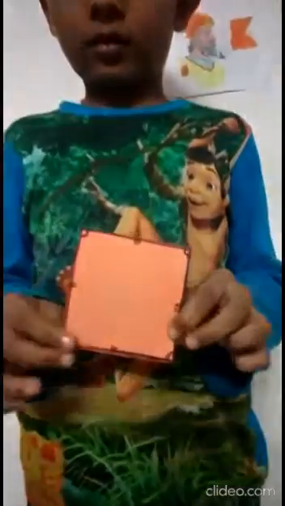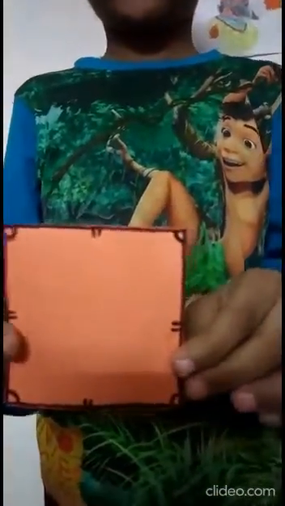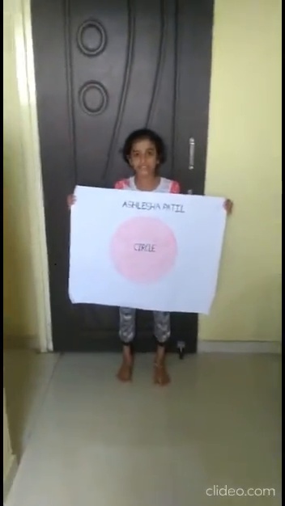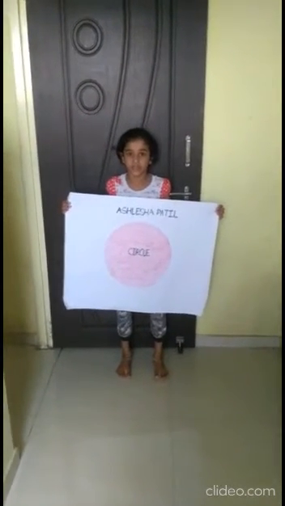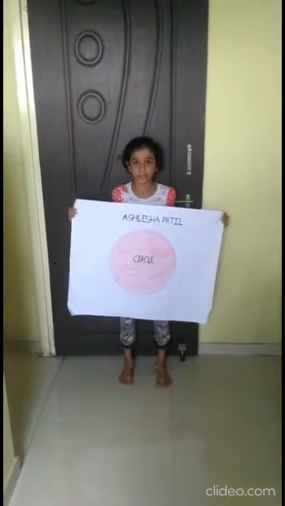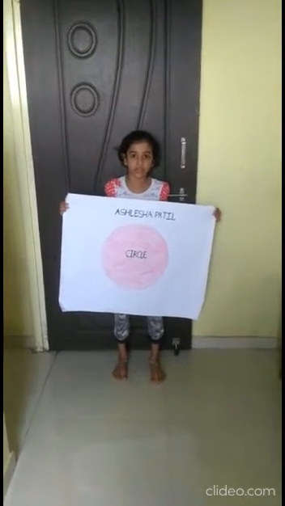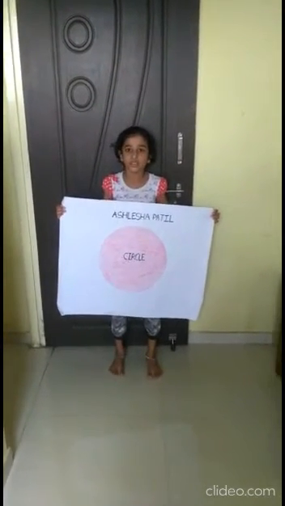I have four sides and four angles. Square that. But my favorite shape is circle, and circle shape is Jupiter, Mars, Earth, Moon, and Sun.